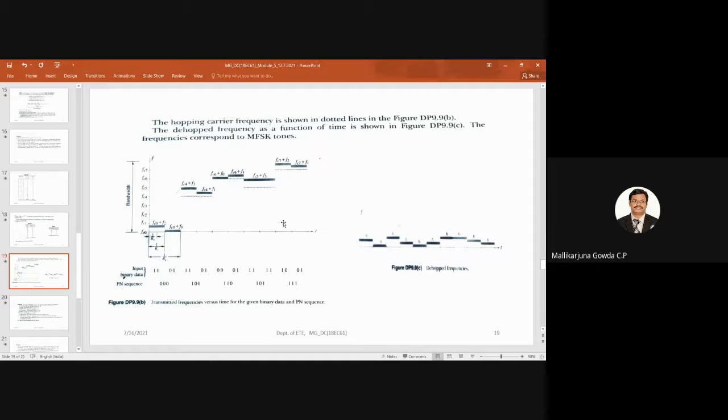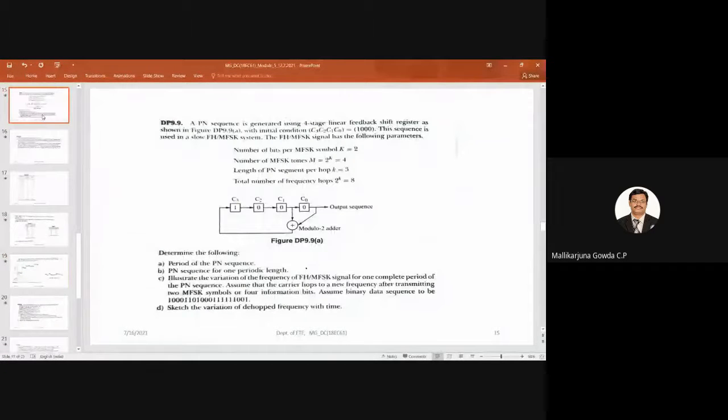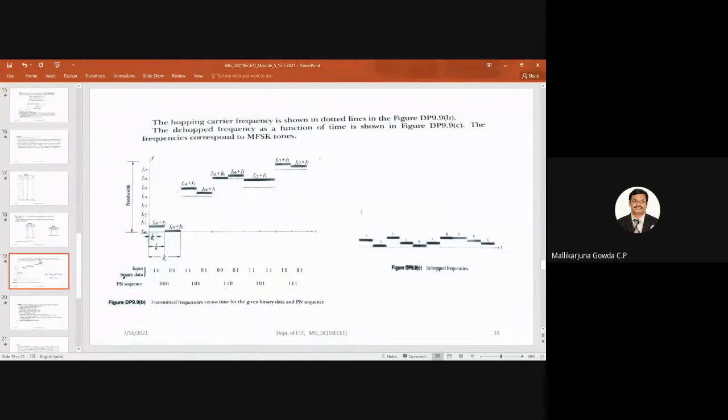So this is how the diagram is to be illustrated. The given information is 1 3 zeros. The input binary data has been grouped into 2 bits. For 2 MFSK symbols, there will be 1 PN sequence. This is also taken randomly.